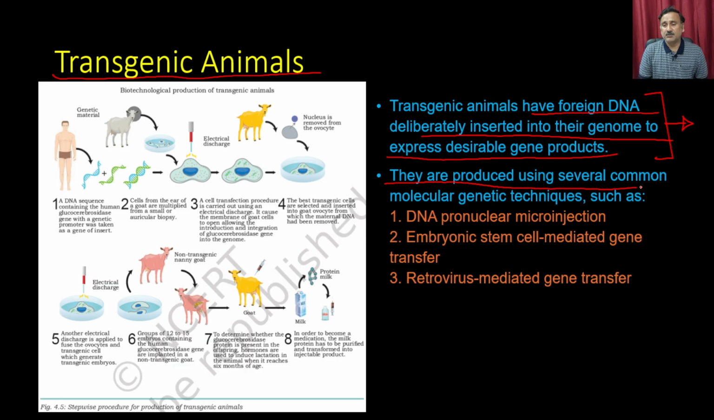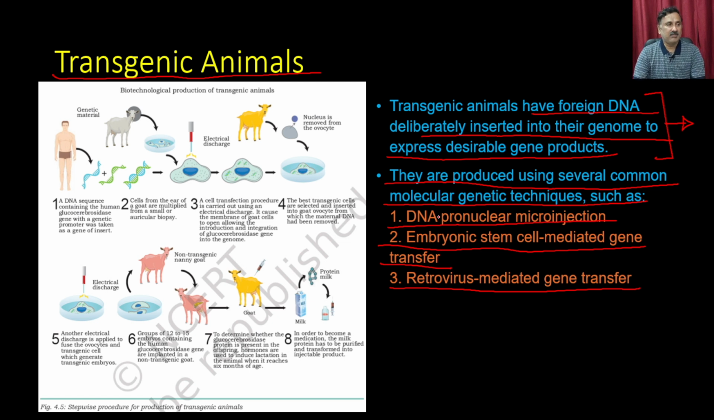They are produced using several common molecular genetic techniques, such as DNA pronuclear microinjection, embryonic stem cell mediated gene transfer, or retrovirus mediated gene transfer. So, there are three methods through which you can generate transgenic animals. Number one is DNA pronuclear microinjection, number two is embryonic stem cell mediated gene transfer, and number three is retrovirus mediated gene transfer.